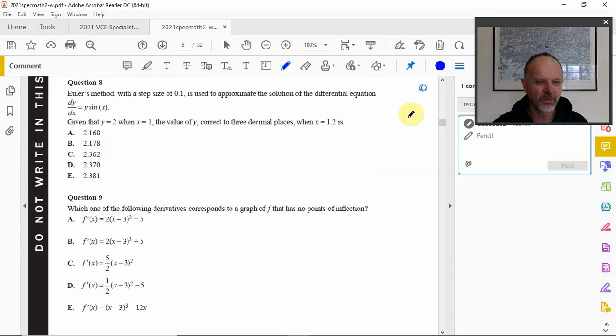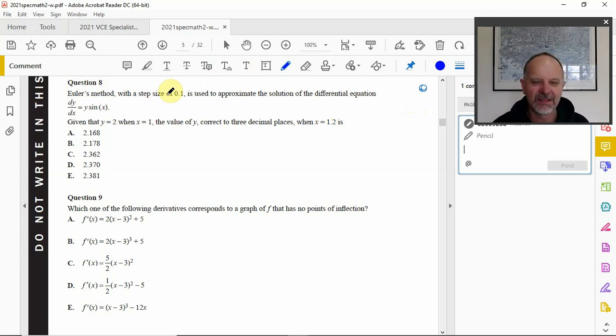Okay, so 2021 Specialist Maths 2 multiple choice up to question 8 here. Euler's method with a step size used to approximate this differential equation given that y is 2 and x is 1. Find correct to 3 decimal places when x is 1.2. All right, so you're going to need to probably get your calculator to help you.